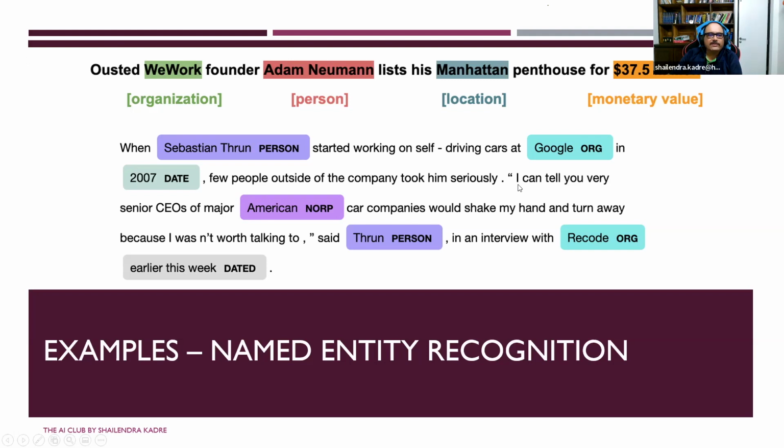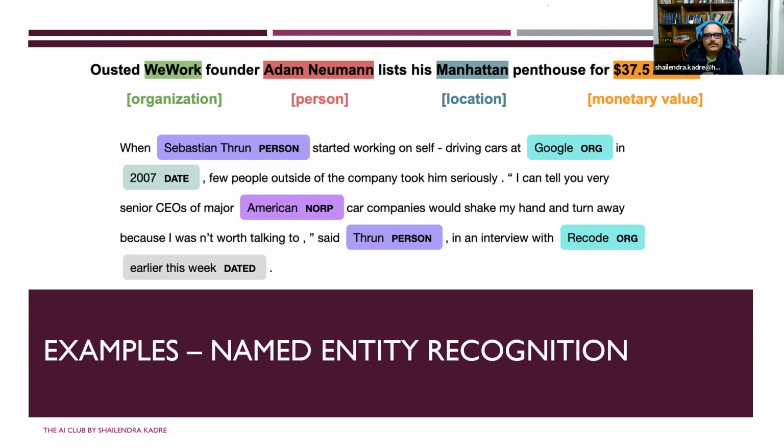I can tell you very senior CEOs of major American car companies would shake my hand and turn away because I was not worth talking to. Very clear. CEOs were shaking hands with this Sebastian guy, and they were turning away because they thought this person is not useful at all, said Thrun. Thrun might be his family name. In an interview with Recode earlier this week. So okay, this is the sentence.